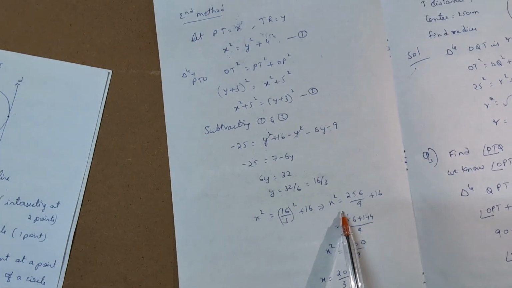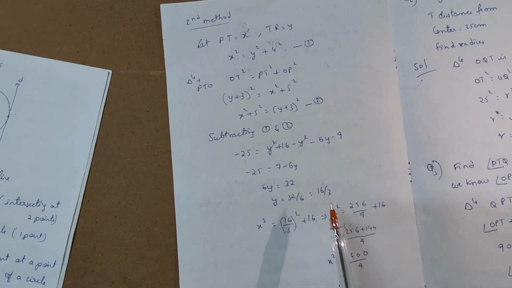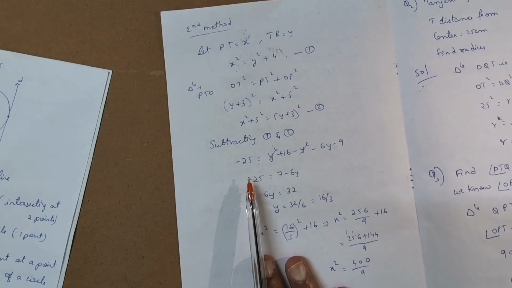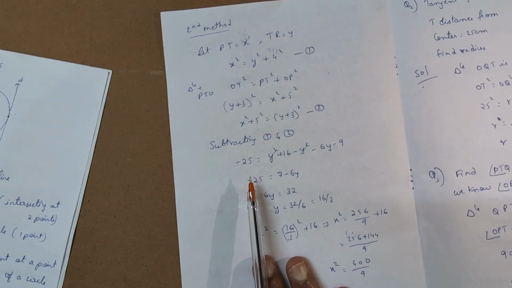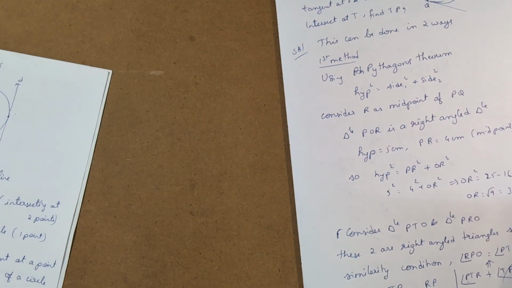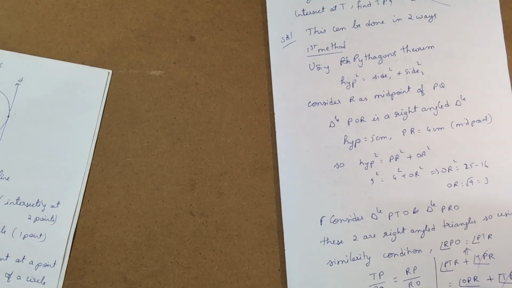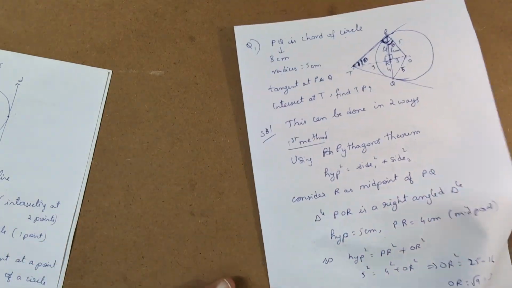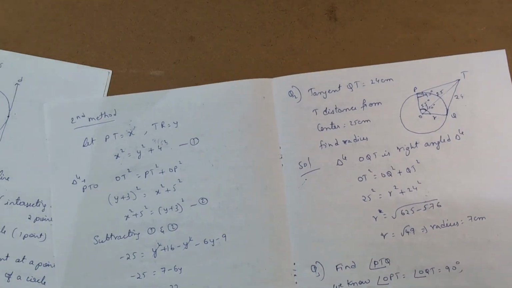So I suggest if you get confused with similarity of triangles, it is better you use the Pythagoras theorem directly. That will be easy to solve. If you're confident about similar triangles and which ratios can be equal, then I suggest you go with this consideration. Okay, let's move to the other question.